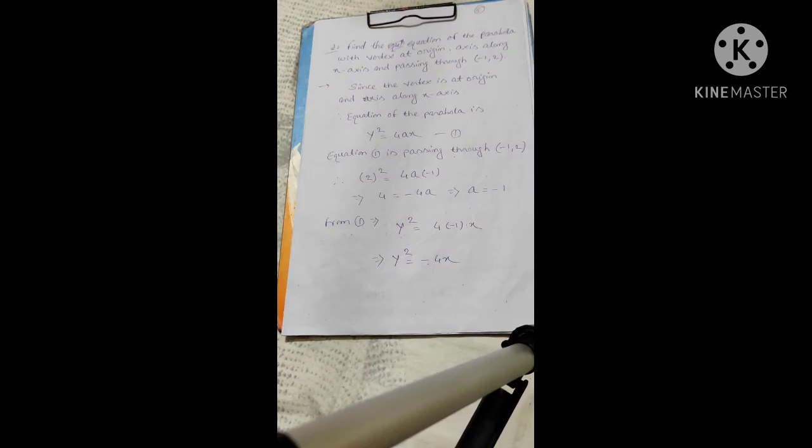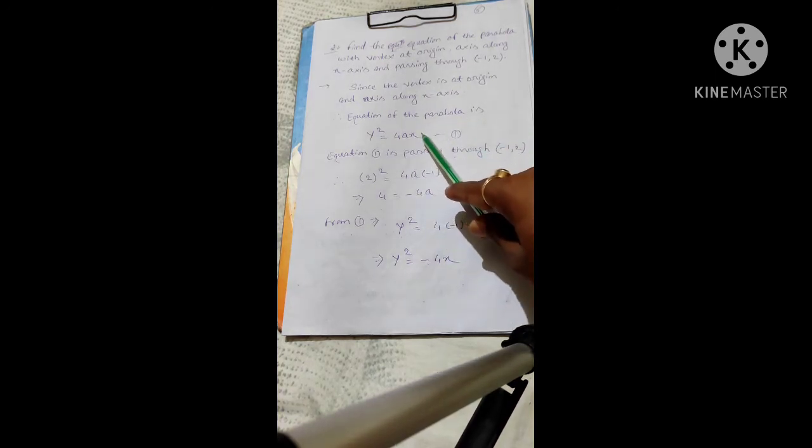Find the equation of the parabola with vertex at origin, axis is x-axis and passing through the point (-1, 2). Since the axis is the x-axis, our equation will be y square equal to 4ax. Now this equation is passing through (-1, 2). So in this equation, in place of y I can put 2, and in place of x I can put minus 1. By putting these values, I will get the value of a. Now by putting this a value here, I will get the required equation.